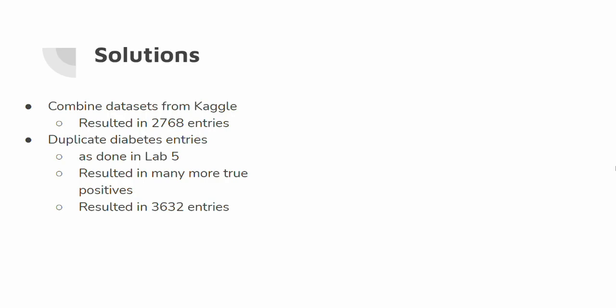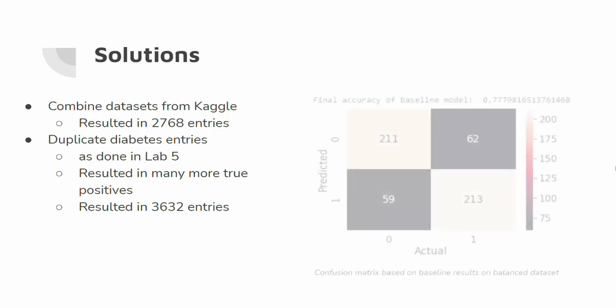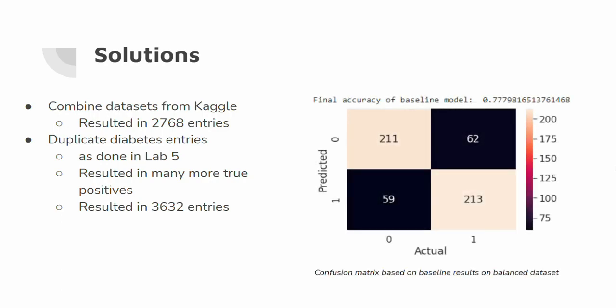To solve the small dataset problem, we combined two datasets as mentioned before. This resulted in about 2,700 unique entries. However, there were still many more non-diabetic entries. This was solved by duplicating the diabetic entries until the dataset was balanced. This resulted in our baseline model predicting many more true positives. Now, I'll have Nathan explain the details of our model.